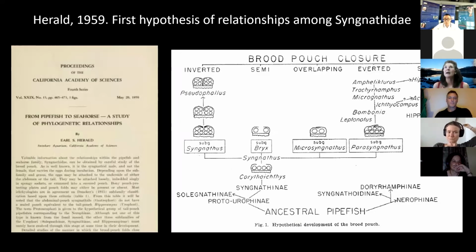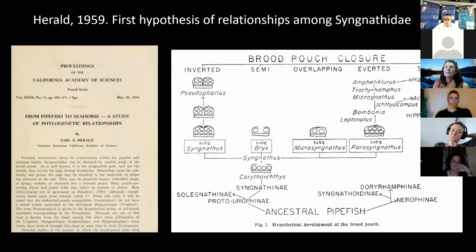So the early attempts were to really try to understand how seahorses and their relatives, how syngnathid fish evolved, but mostly how they're related to one another, right? So we've been driven to understand, where do seahorses come from in particular because of their unique morphology?